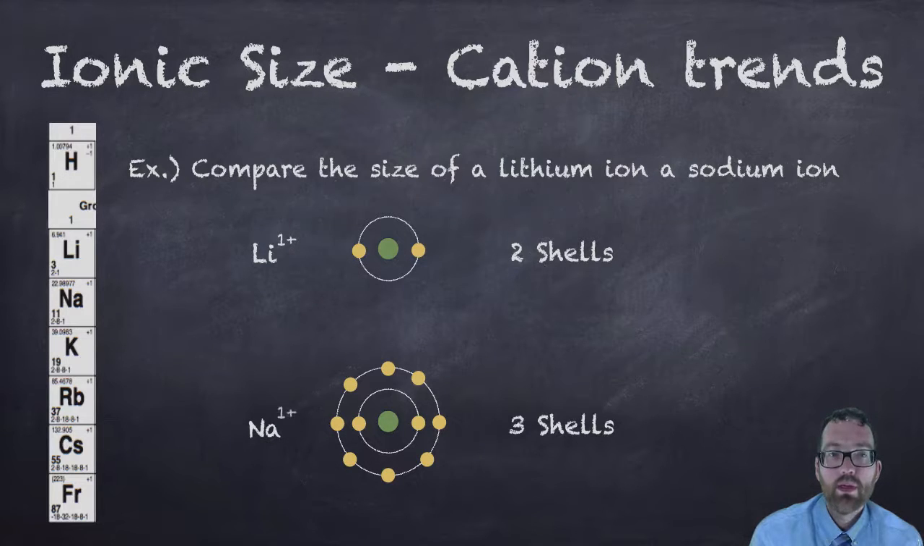They would both become ions with a +1 charge, but instead of lithium being 2 shells big, now it's only 1 shell big. And instead of sodium being 3 shells big, it is now 2 shells big. So sodium is still bigger because it has more shells, but it has 2 shells instead of 3. It's the only difference in this type of question here.